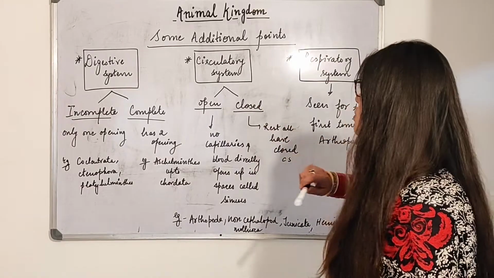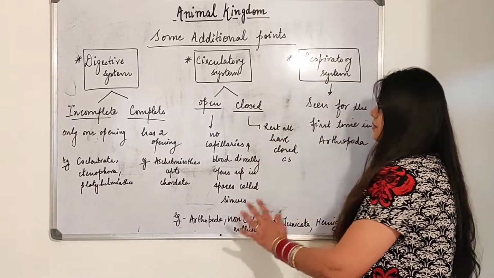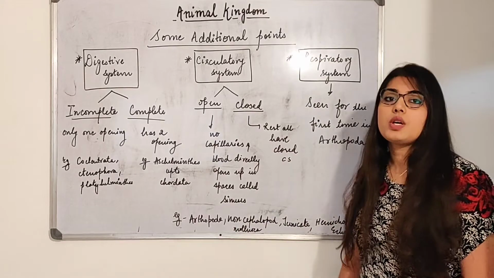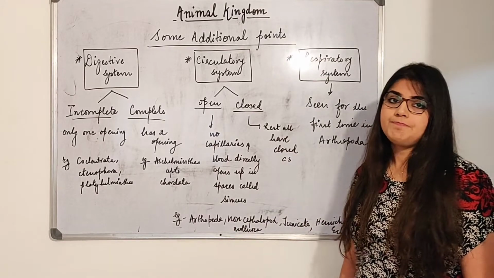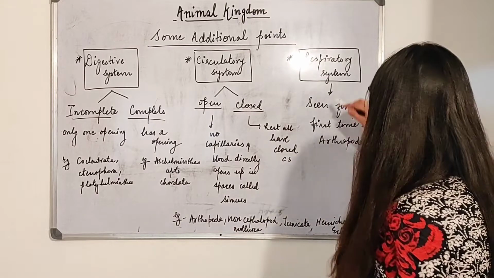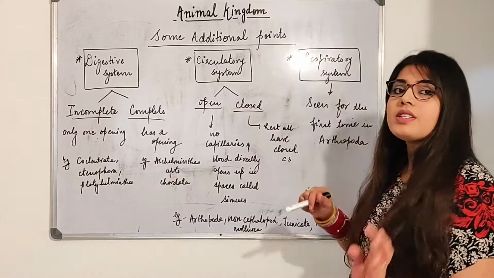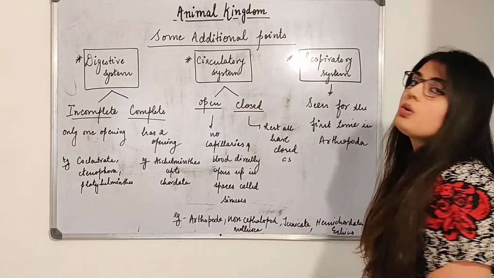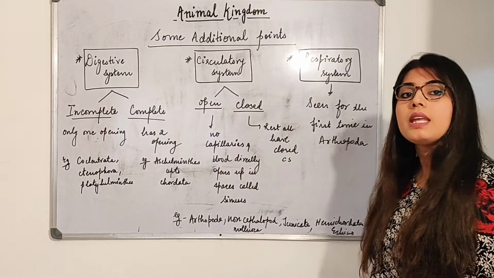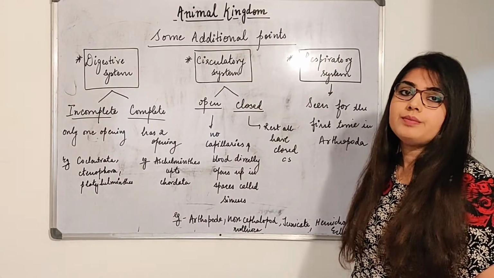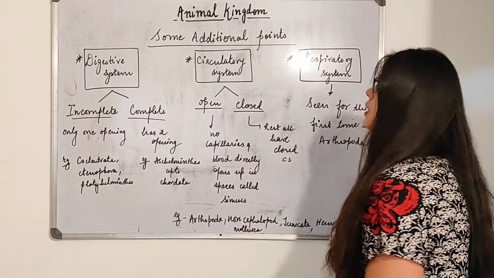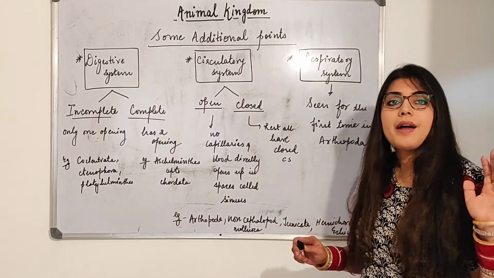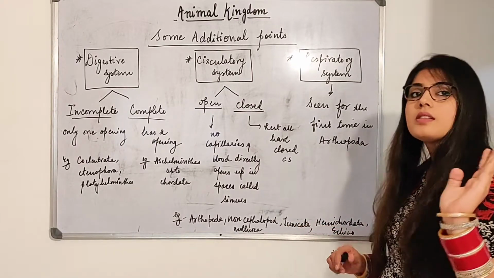Now in closed, what will happen? All of them except these, they have closed circulatory system. Last is the respiratory system. Respiratory system was first seen in Arthropoda. For the very first time it was seen in Arthropoda. So after Arthropoda, all the phylums which are left are having the respiratory system.